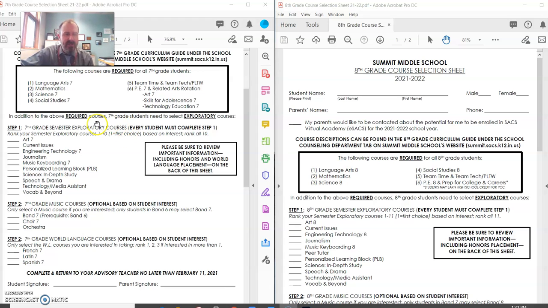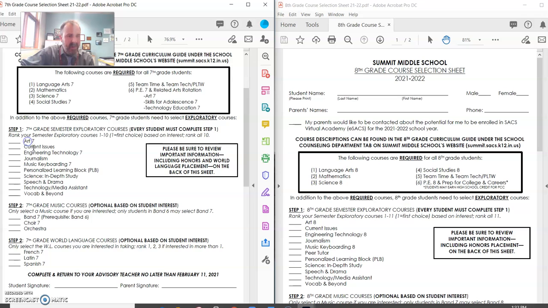Here's what you're going to do to complete the form. Regardless of what electives you want to take, we want you to rank order, okay? Rank order based on your interest, 1 through 10, all of these classes here. These are our single semester electives right over here. Hopefully you can see that with the cursor.